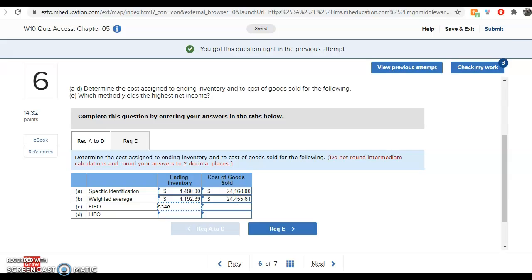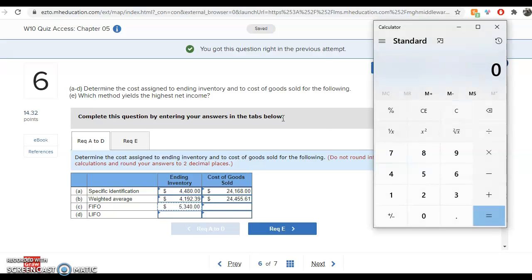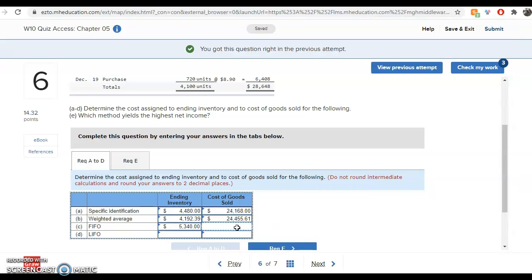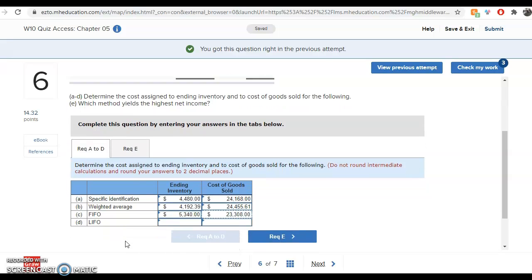And then we're going to do the same thing. We're going to take our total, 28,648. We're going to subtract our ending inventory cost, 5,340. And that gives us our cost of goods sold, which is 23,308. Perfect.